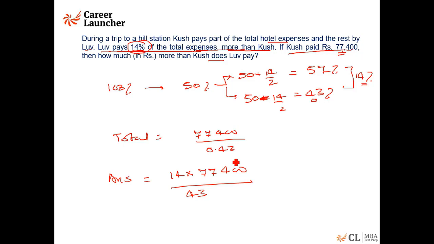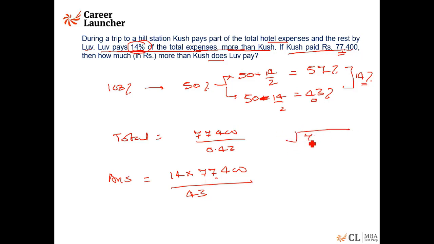I've just forgotten about the decimals, or I've just done the calculations directly. Now you can do the calculation from here. Obviously 77,400 will have to be a multiple of 43. If you are worried about how you are going to do the calculation, please remember this number has to be a multiple of 43. So don't worry, write it down and do the calculation if required.